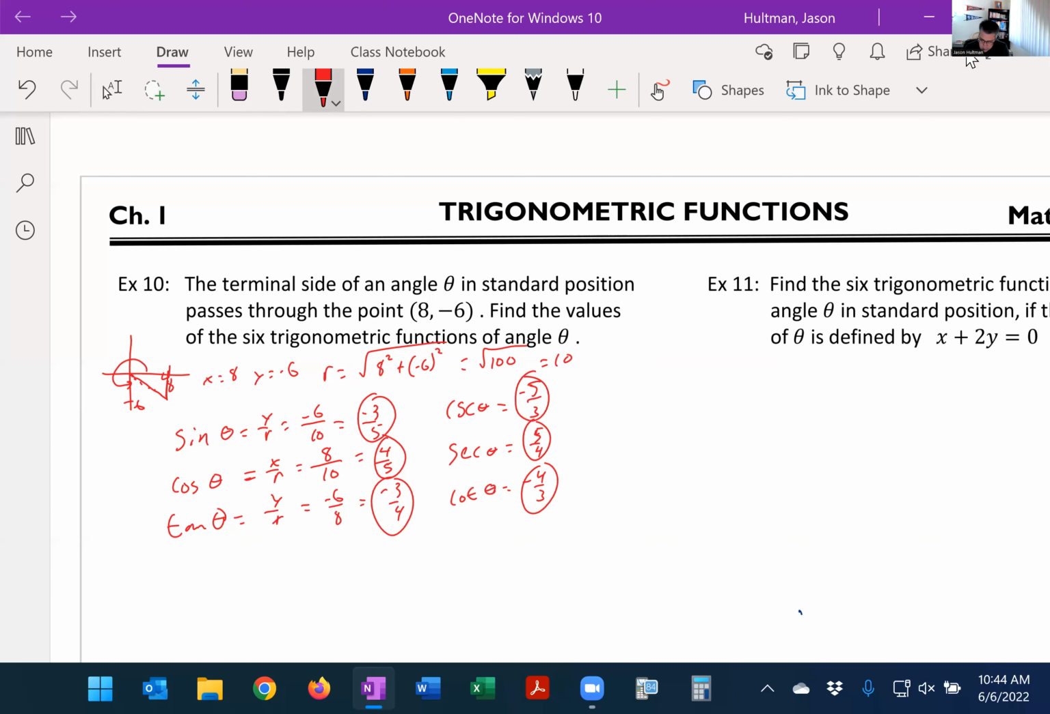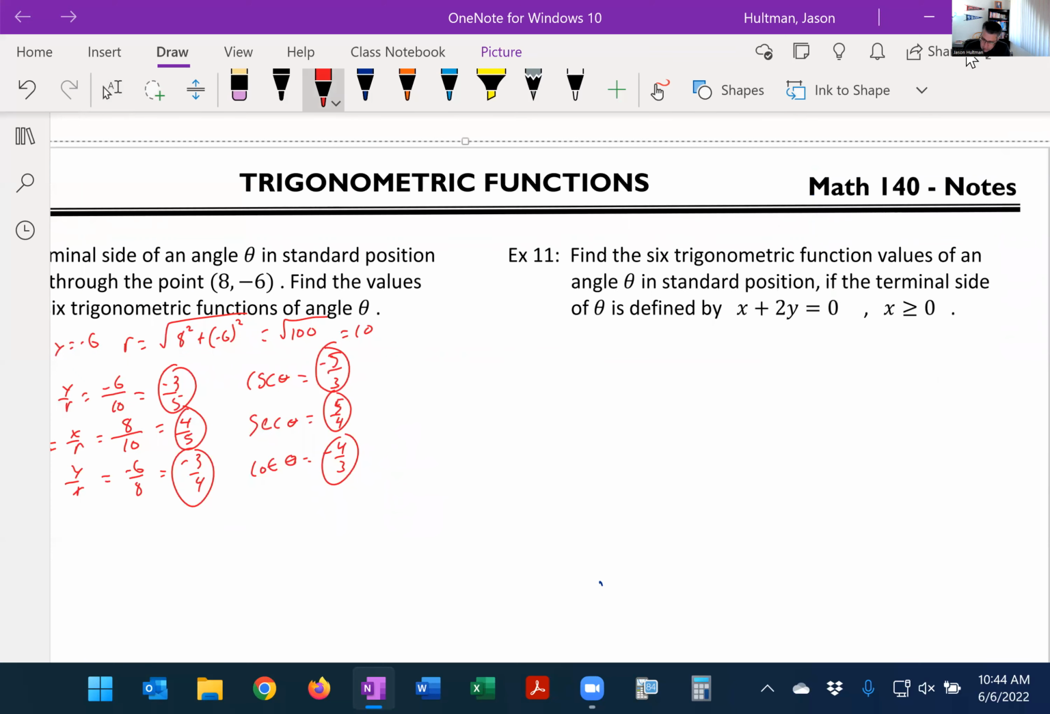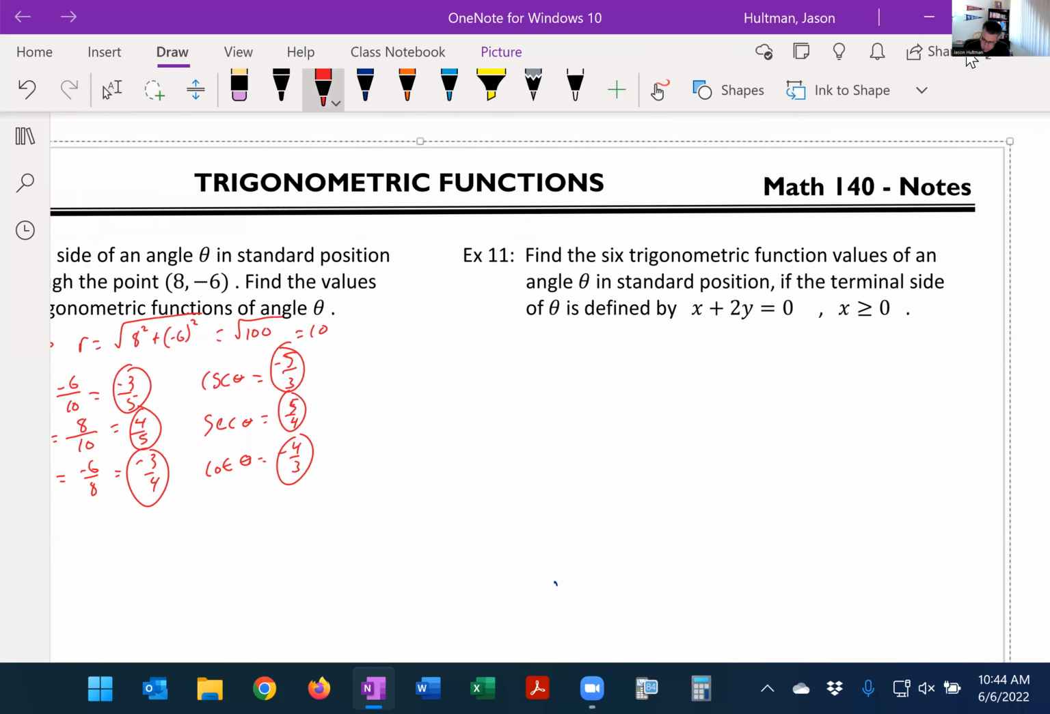Okay, let's move to number 11. Find the 6 trigonometric function values of an angle in standard position if the terminal side theta is defined by x plus 2y = 0. Okay, so this is the equation of a line. x plus 2y = 0.